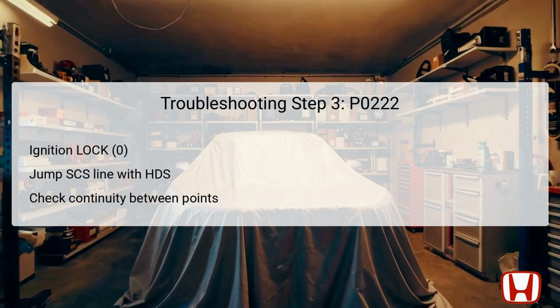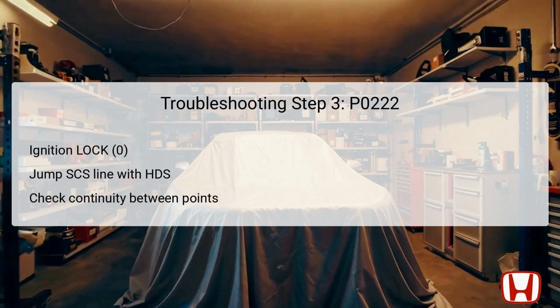In this troubleshooting step 3, you will be turning the ignition switch to the lock position, effectively shutting off the vehicle electronics. Next, you'll be using the HDS to jump the SCS line, which is the SRS connector, helping eliminate any potential signal interference during testing. After this preparation, disconnect the necessary connectors, the PCM connector B and the throttle body connector. You'll then check for continuity between test points, specifically the throttle body 6P connector number 4 and body ground.